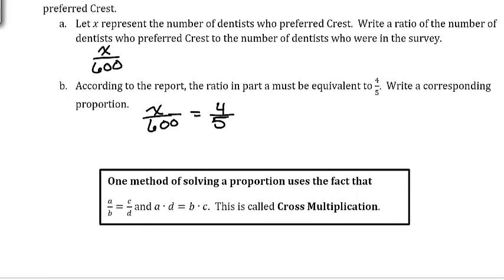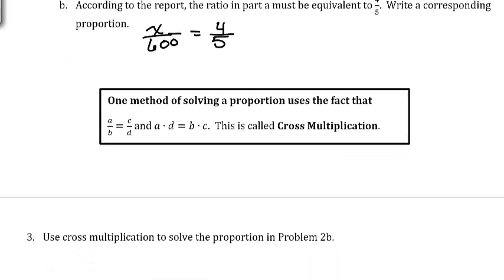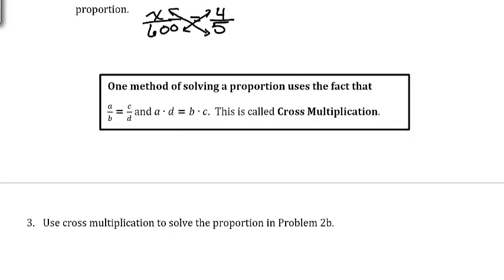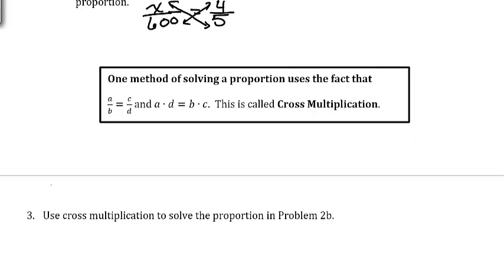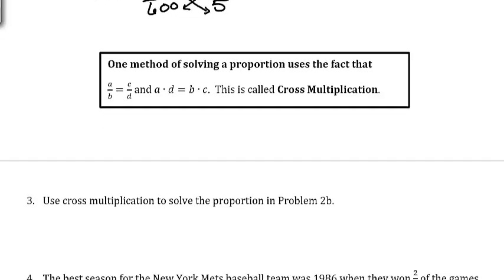We talked about this before, but one method for solving a proportion, which is two fractions that are equivalent to each other, is to cross multiply. That's taking the top of one fraction times the denominator of the other. This box is just going over in general how this is done. If you have the proportion A over B equals C over D, then A times D equals B times C. This is called cross multiplying.